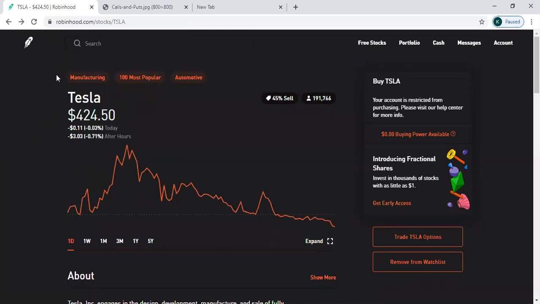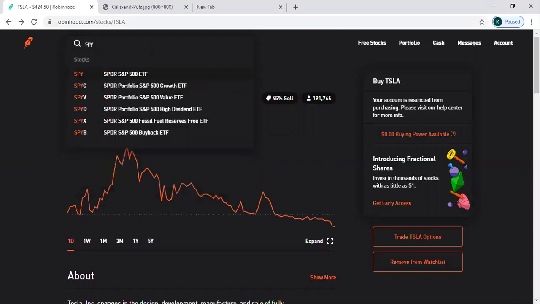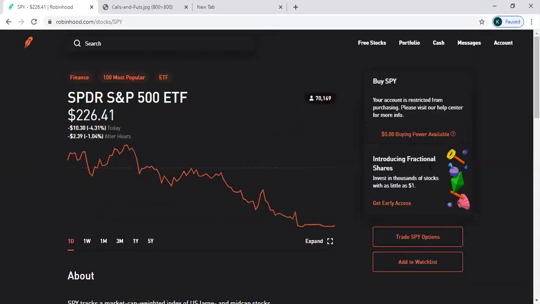So going into here, this is how the Robinhood account looks. Now I went right into Tesla already, just to show you guys how to actually place options. To place options, you're going to want to go to one of the stocks. I have Tesla up right now. Let me go ahead and pull up SPY. That's one of the most commonly known stocks. So perfect, got it pulled up here.